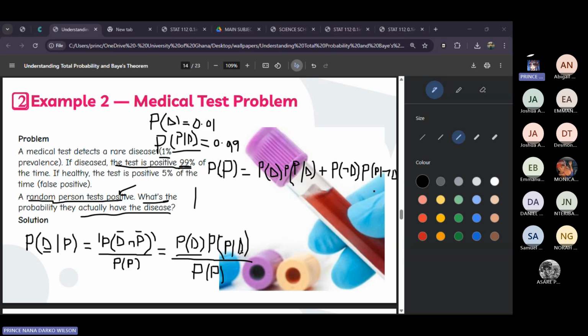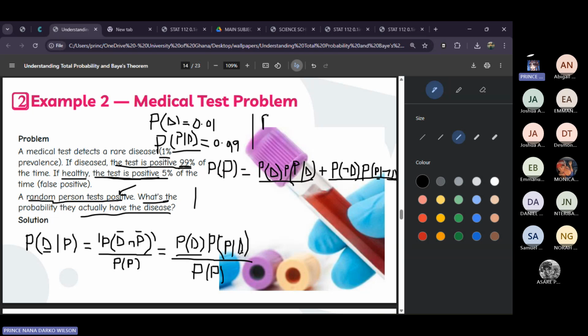So then, as far as we are concerned, we already know what this side stands for. What is needed is this. Over here, if you come to the question, the probability of you testing positive when you don't have the disease. It says the test is 5% positive of the time if you are healthy. If you're healthy, it means you don't have the disease, right? So if you are healthy, the test is positive 5% of the time. So the probability of testing positive, given that you don't have the disease, has been given already to be 5%. So let's write that.